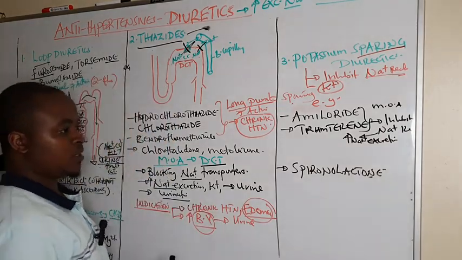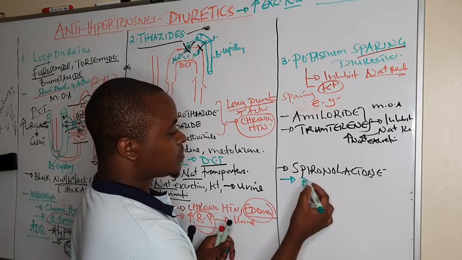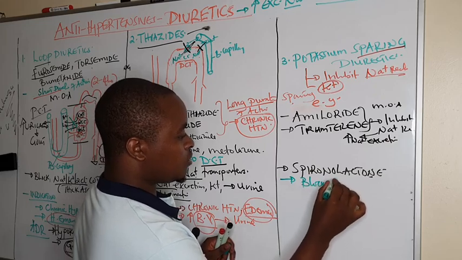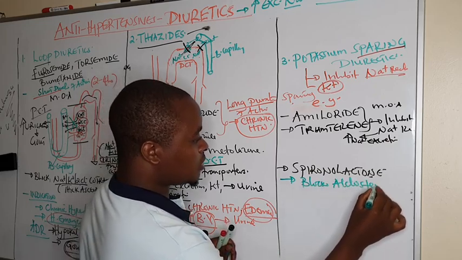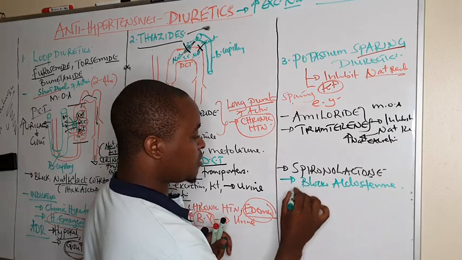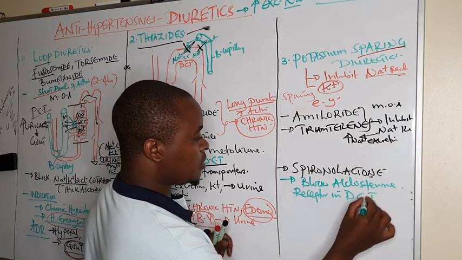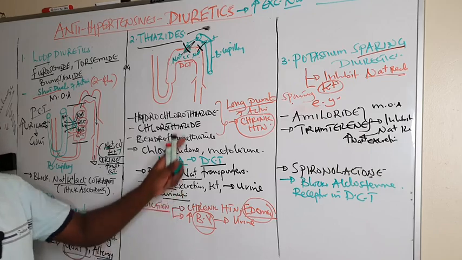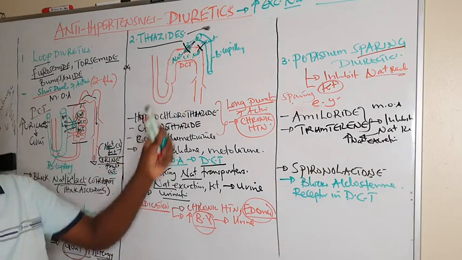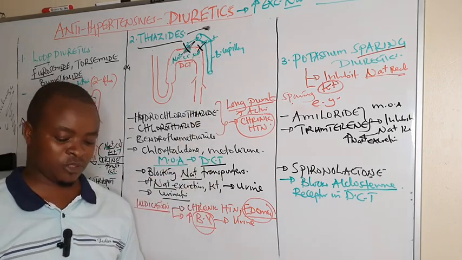Whereas the spironolactone, its mechanism of action is as an aldosterone blocker. So it blocks aldosterone receptors. This aldosterone is produced from the adrenal cortex, so it acts by blocking aldosterone receptors in the DCT, that is the distal convoluted tubule. In the distal convoluted tubule we have the principal cells which act as receptors for the aldosterone hormone, where it attaches and increases sodium reabsorption.